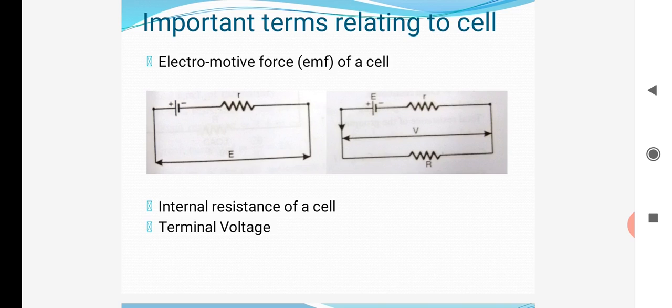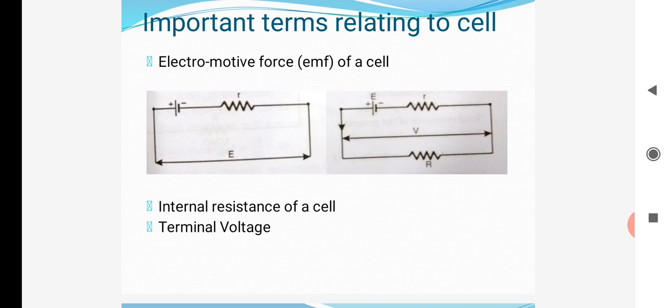Now the third one is terminal voltage. When you connect a cell in any circuit or load, as you can see in the second diagram, you are connecting a cell across a load having resistance capital R. At that time, whatever voltage is appearing across the load is basically the terminal voltage. And this terminal voltage is less than the EMF of the cell. The reason is that some of the voltage drop occurs across the internal resistance.